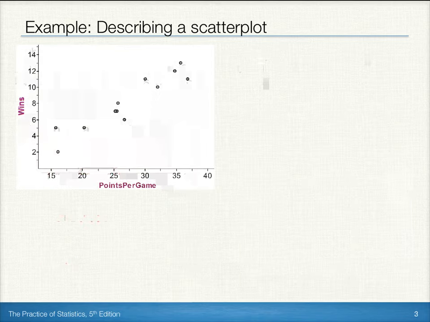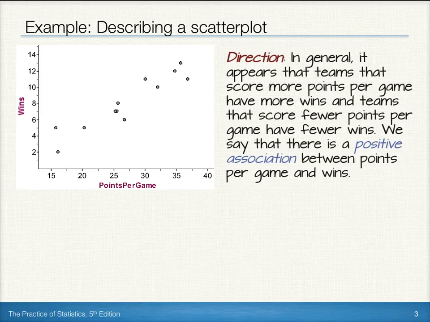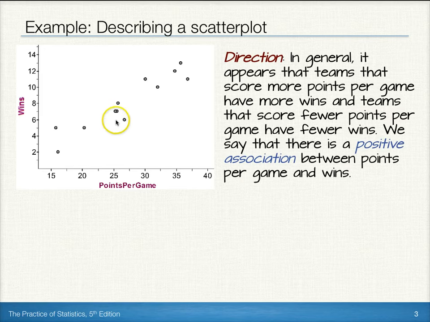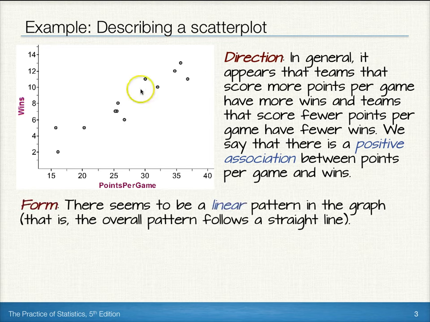Now, for this particular scatter plot, when we look at the direction, we see that in general, it appears that teams that score more points per game have more wins, and teams that score fewer points per game have fewer wins. So we say there is a positive association between points per game and wins. In terms of the form, there appears to be a linear pattern in the graph. That is, the overall pattern here seems to follow a fairly straight line. It doesn't look nonlinear or curved in any way.